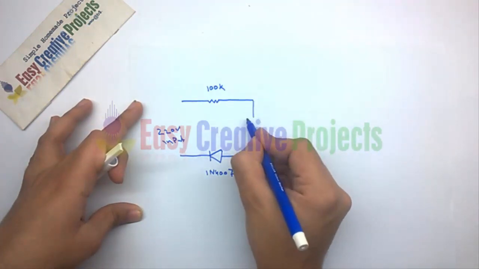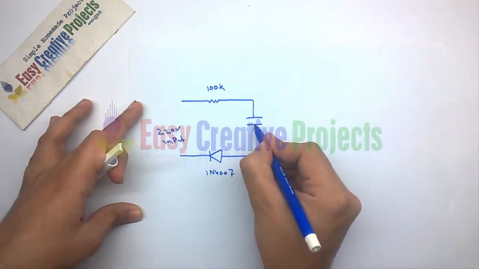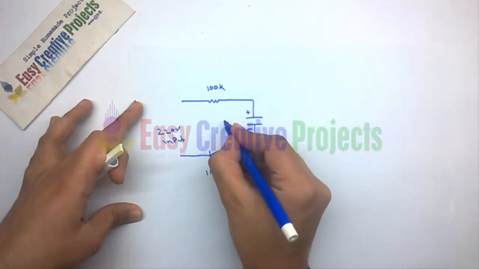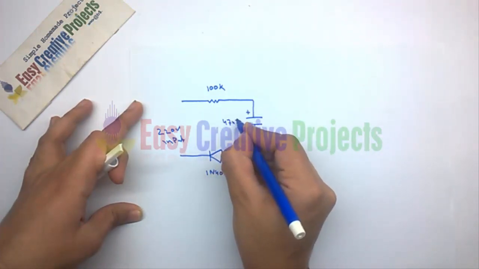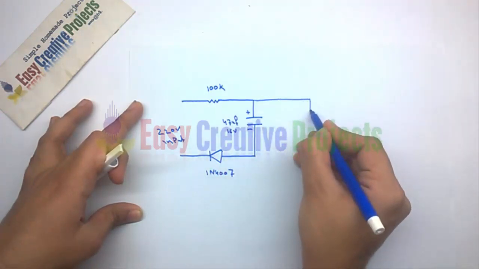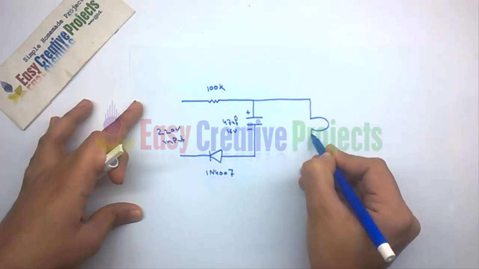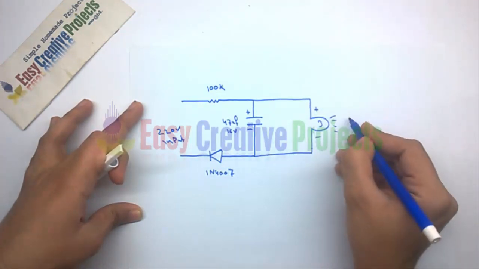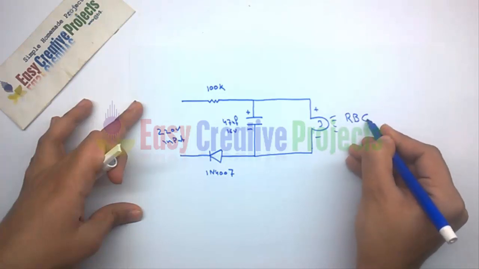Now positive side of 47 microfarad capacitor connect with second side of resistor and negative side connect with diode anode pin, like diagram, and finally positive side of RGB LED connect with positive side of capacitor and negative side connect with negative side of capacitor.